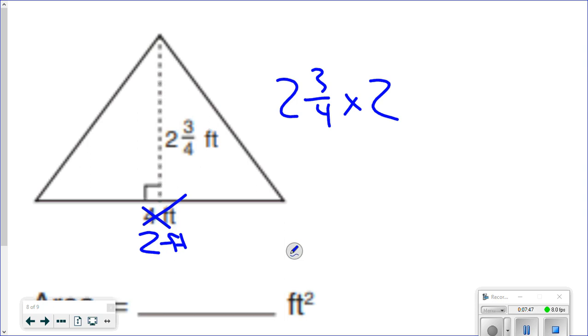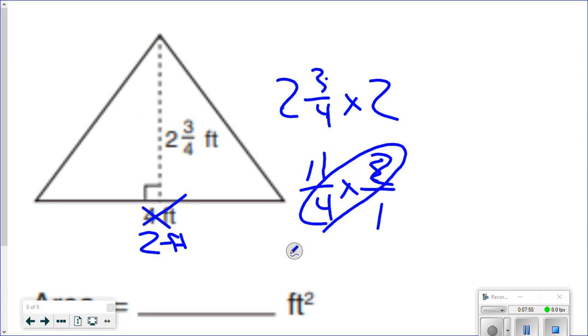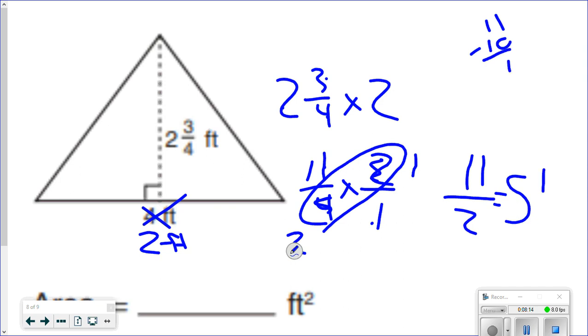Watch closely. 4 times 2 is 8, plus 3 is 11 over 4, times 2 over 1. That's how you write that as a fraction. I'm going to cross reduce these. I'm going to divide these both by 2. 11 times 1 is 11. 2 times 1 is 2. How many 2s go into 11? 5. 5 times 2 is 10. 11 minus 10 is 1. 5 and 1/2. That is how you multiply mixed numbers.